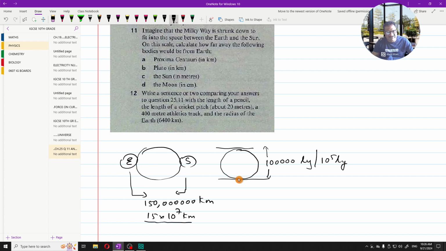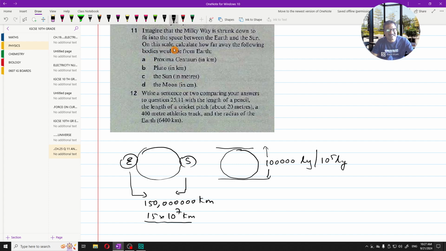So this Milky Way, whose actual diameter is 1 lakh light years, which is a very, very huge distance, you can imagine that it is shrunk, compressed and placed between this distance between the Earth and the Sun, which actually is 15 into 10 raised to 7 kilometers. With this as the background, you have to solve this question. So this is the situation that they have created in the question.